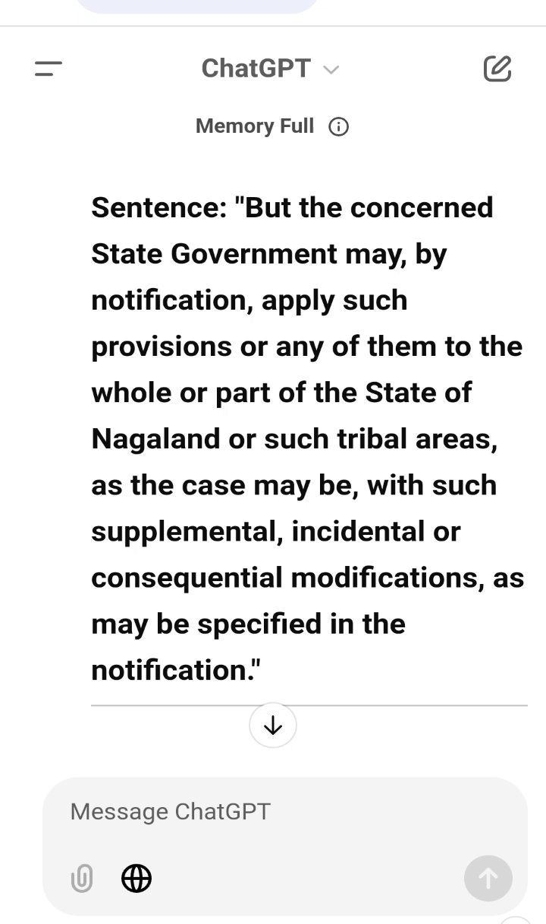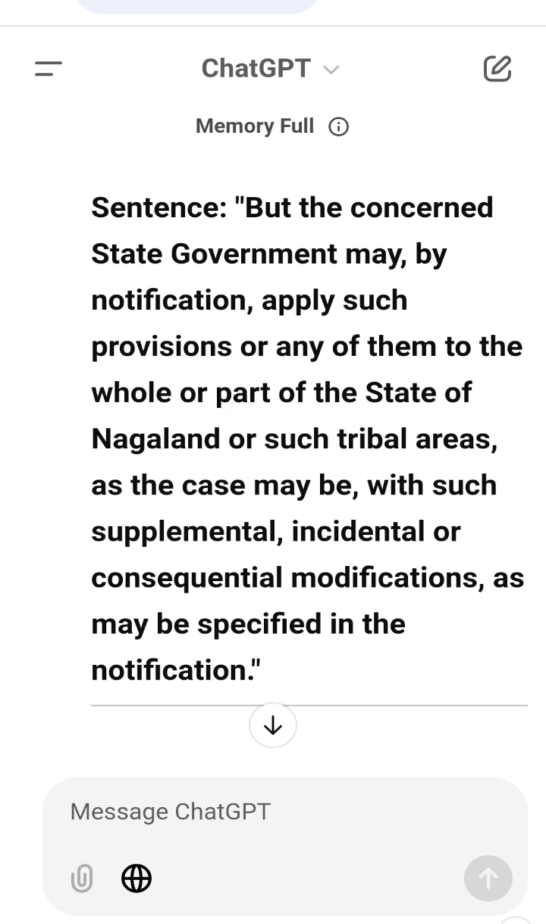Example, imagine the law says police can act within 24 hours. Nagaland's government can change it to police can act within 48 hours if that suits them better. Six: as may be specified in the notification. This means the state government will write down all the details in the official notification: which parts of the law they are applying, where they are applying it, and what changes or modifications they are making.